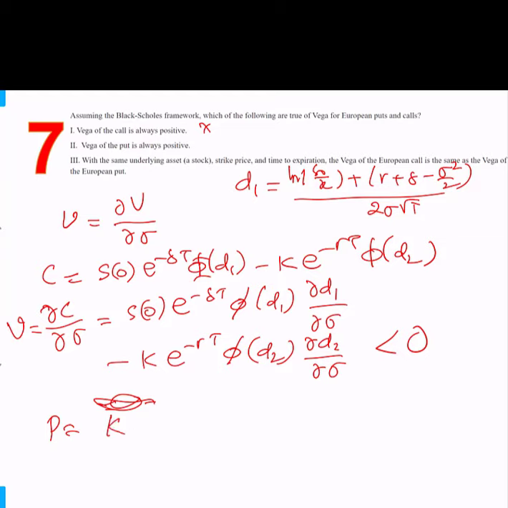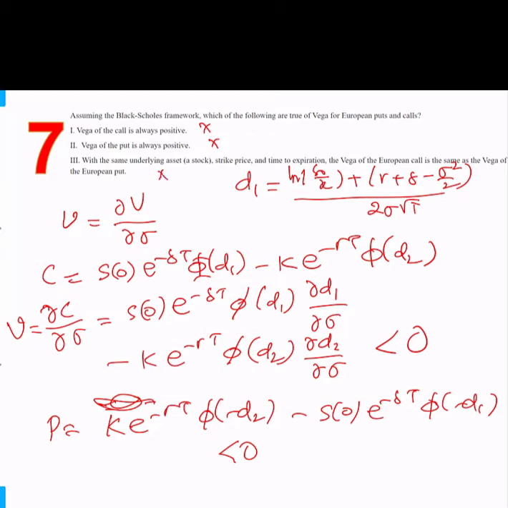Number 2, if you derive it, you get the put option here. Put price is K e to the minus rT phi of minus d2 minus S0 e to the minus delta T phi of minus d1. If you differentiate with respect to sigma, you're also going to have a negative. Basically, vega is always negative. So number 2 is incorrect as well.